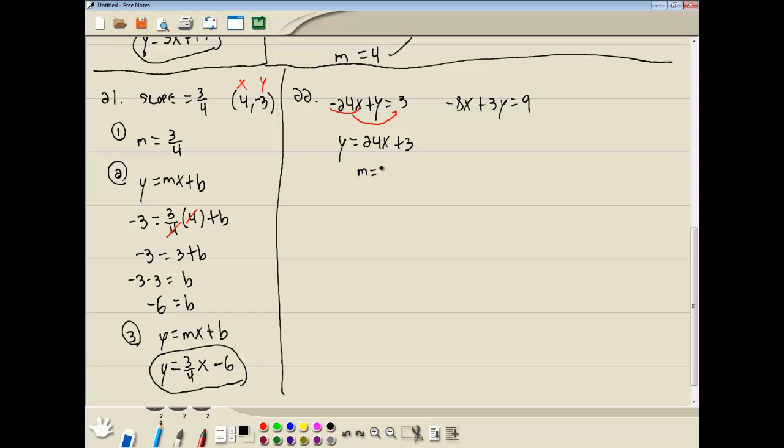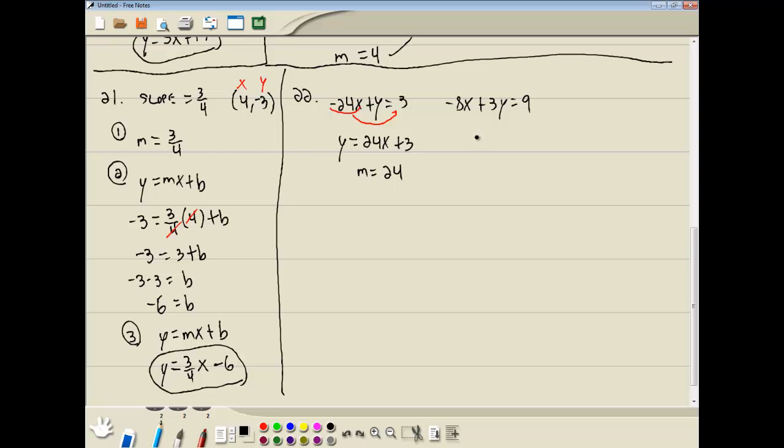Now for this m, slope-intercept form is when y is by itself. Your slope, your m, is whatever number's in front of your x. So m is 24.